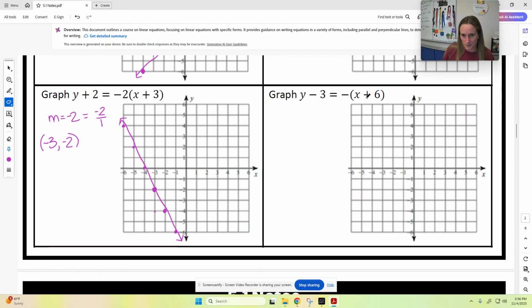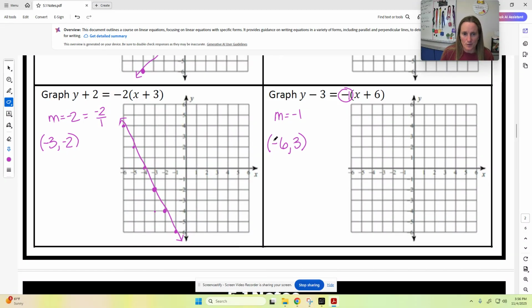I have one more in point slope form. So looking at this right here, this is the same thing as a -1. So our slope is -1. And when we go to do the rise and the run, that's going to be -1 over -1. The point is going to be -6 because it's going to have the opposite sign. And since this is -3, it's going to be a +3.